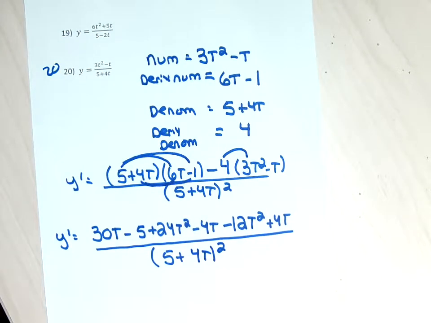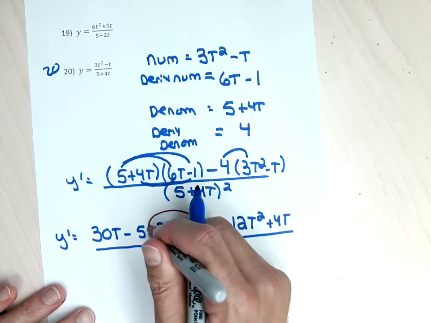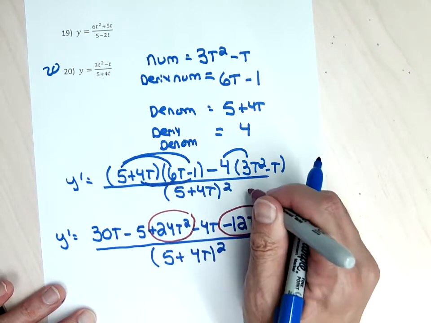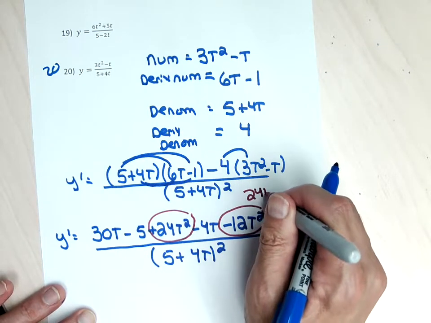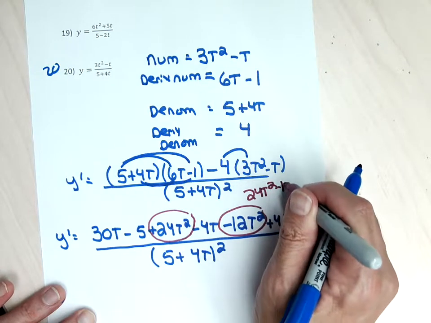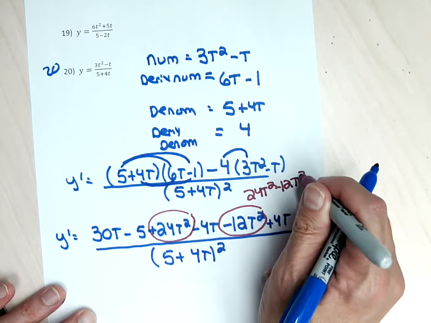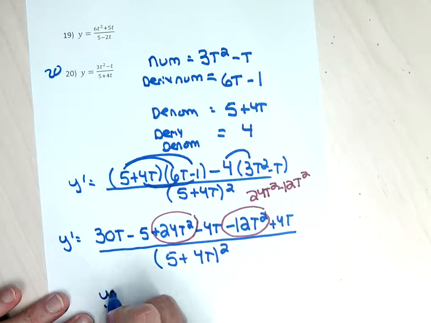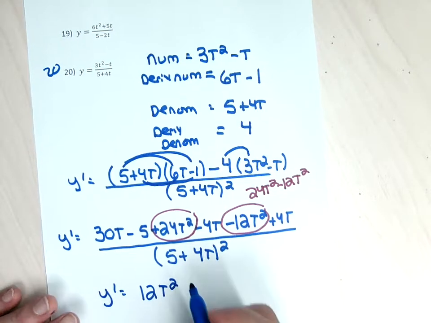Now I'm going to try to combine like terms. I'm going to do the squares first. I'm going to go 24t squared minus 12t squared. And when you're adding or subtracting, only the numbers in front of the letters change. The letters don't change. 24 minus 12 is going to be 12. So part of my numerator is going to have a 12t squared.